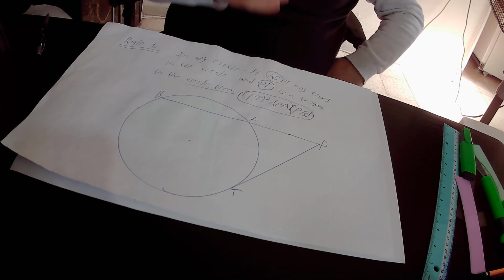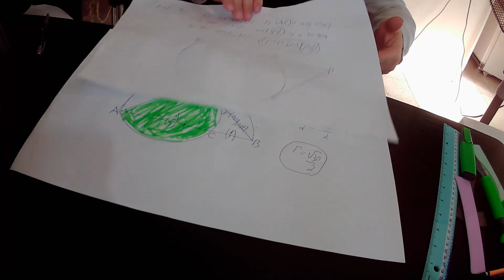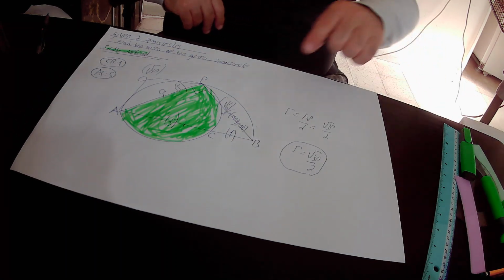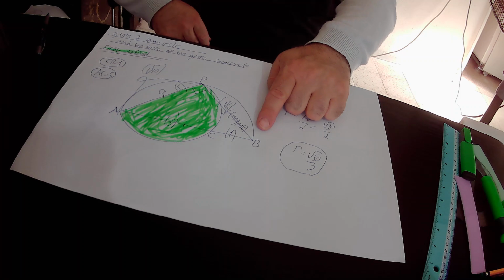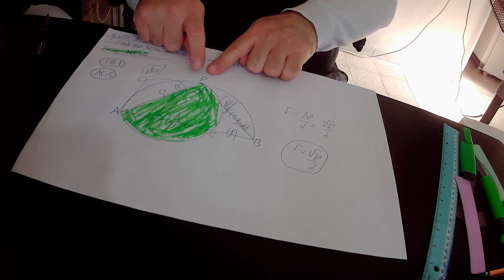We can definitely implement this rule 10 in our drawing. Why? Because in our drawing, if we focus on this common external point B, from this common external point B, we have tangent BP, that is tangent to this green semicircle at point P.